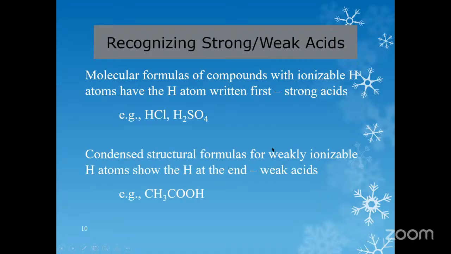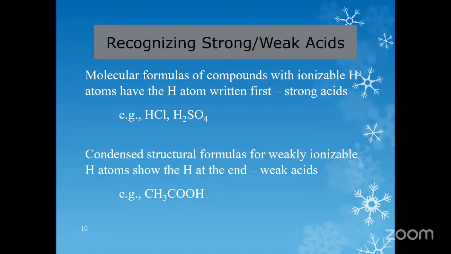So you might be wondering, how can we tell the difference between a strong acid and a weak acid? Well, conventionally, the formulas of strong acids are typically written with the hydrogens indicated first, right? As you can see here, in the case of hydrochloric and in the case of sulfuric. And then in the case of a weak acid, the hydrogen that is released when it's added to water is written at the end of the formula.